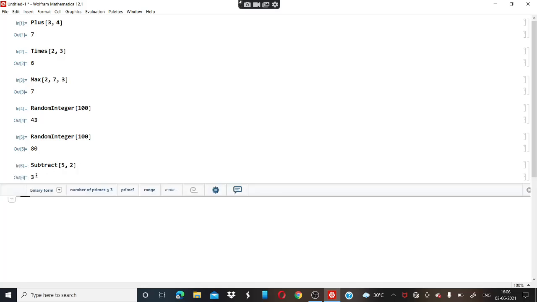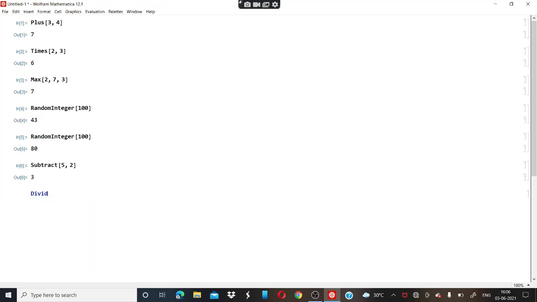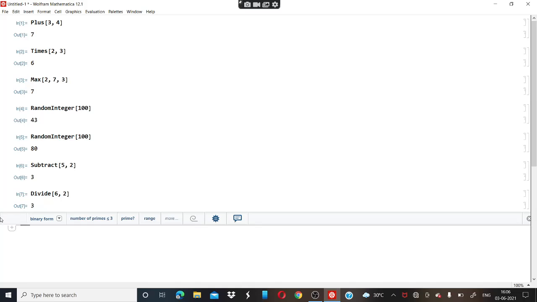Now if we are asked to divide some numbers, for example if we take 6 and 2, then we write Divide and in brackets 6 comma 2. We are not using direct symbols, but we are telling the computer that we want this calculation, please solve it for us, and it understands our language in the functional form.